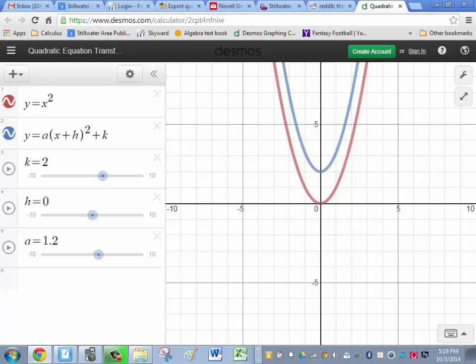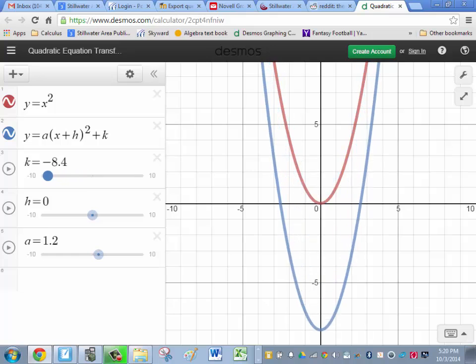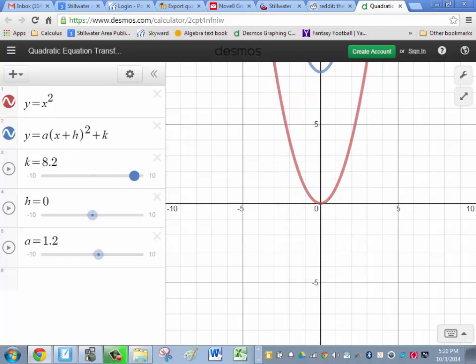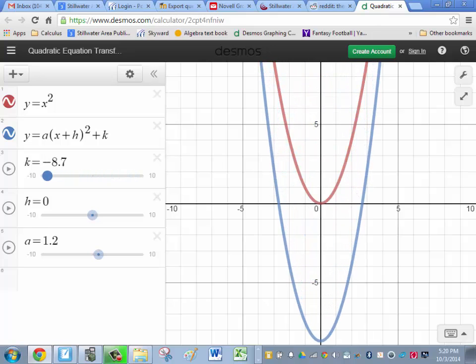I just have these little sliders that can move them around, left and right. First, let's see what the k does. I'm moving my k left and right, so I'm making it positive, here's 8, and here's negative. What do you guys see happening? Well, what I see is, as k becomes positive, the function goes up, and as k becomes negative, the function goes down.